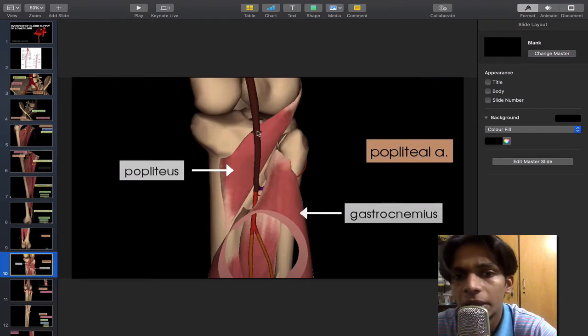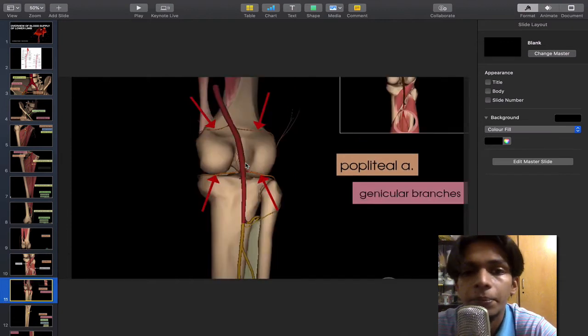Now this popliteal artery runs through popliteus and the gastrocnemius muscle, and this is why it can be our peripheral heart of our body, because the muscles inside and outside are going to compress the arteries to increase the blood pressure during exercise. Popliteal artery gives off some genicular branches which supply the knee.